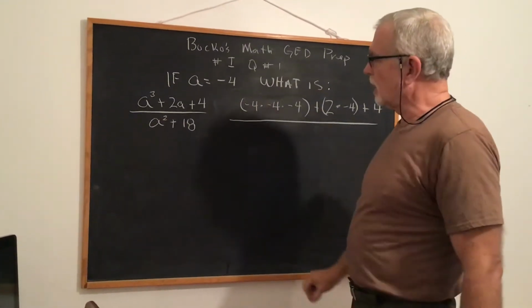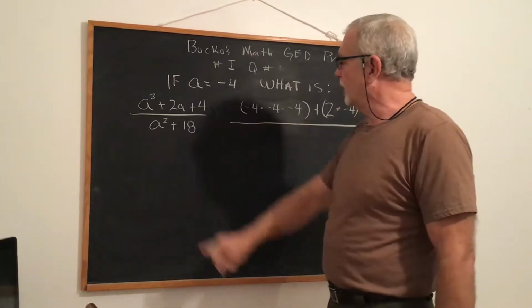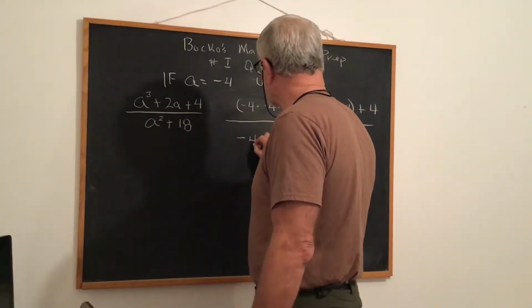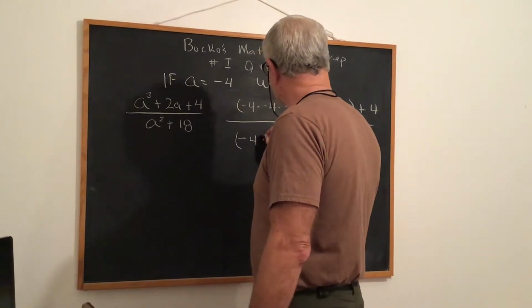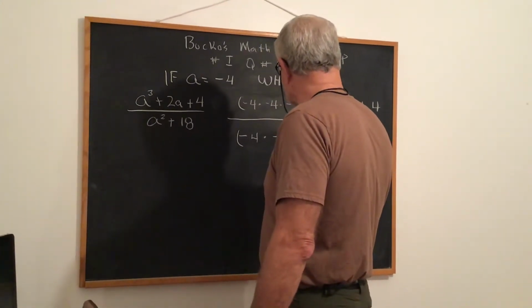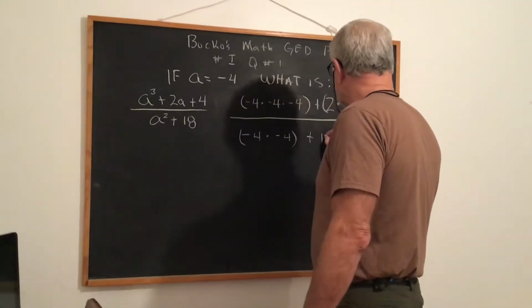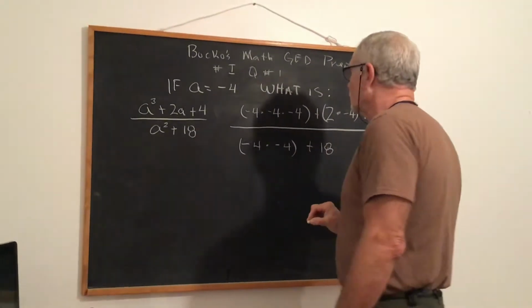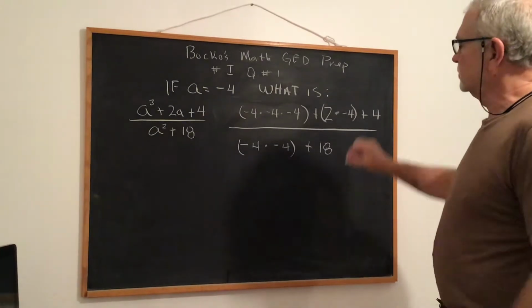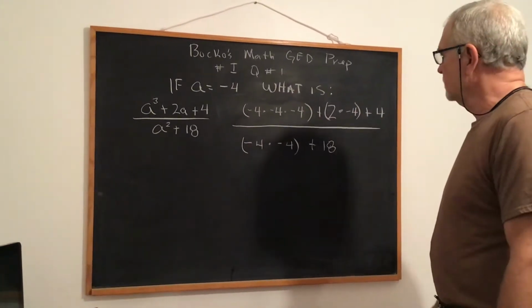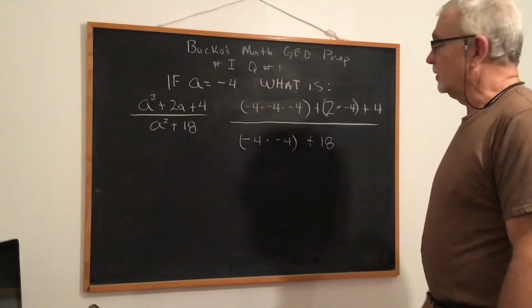Draw our fraction bar and do the same thing with a squared. That'll be a -4 times a -4. And then we're going to add 18 to it. Now we can notice all the variables are gone in this step, and we just have to evaluate that.